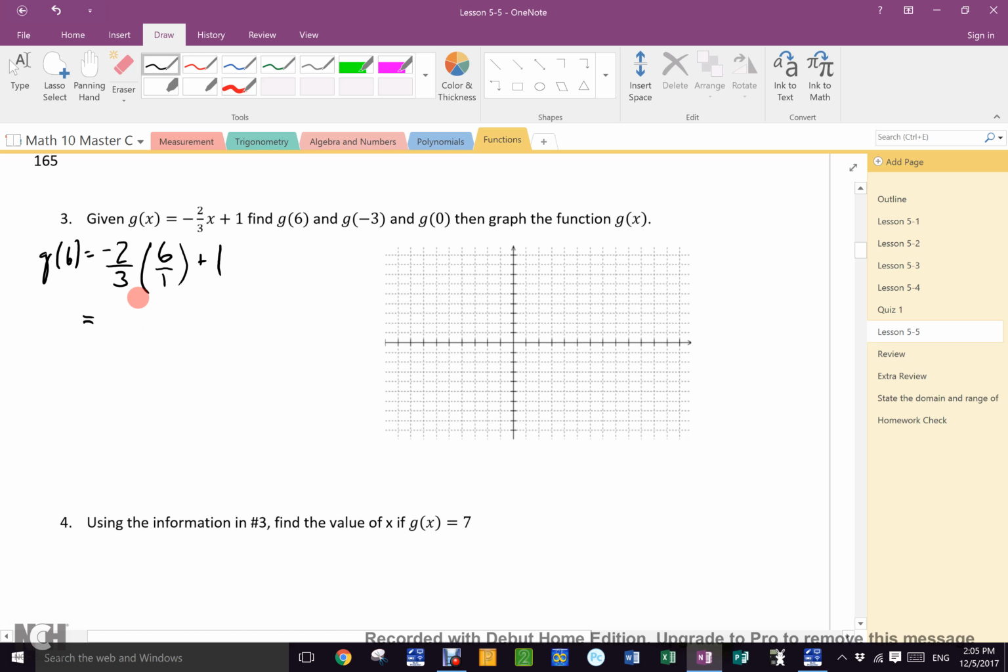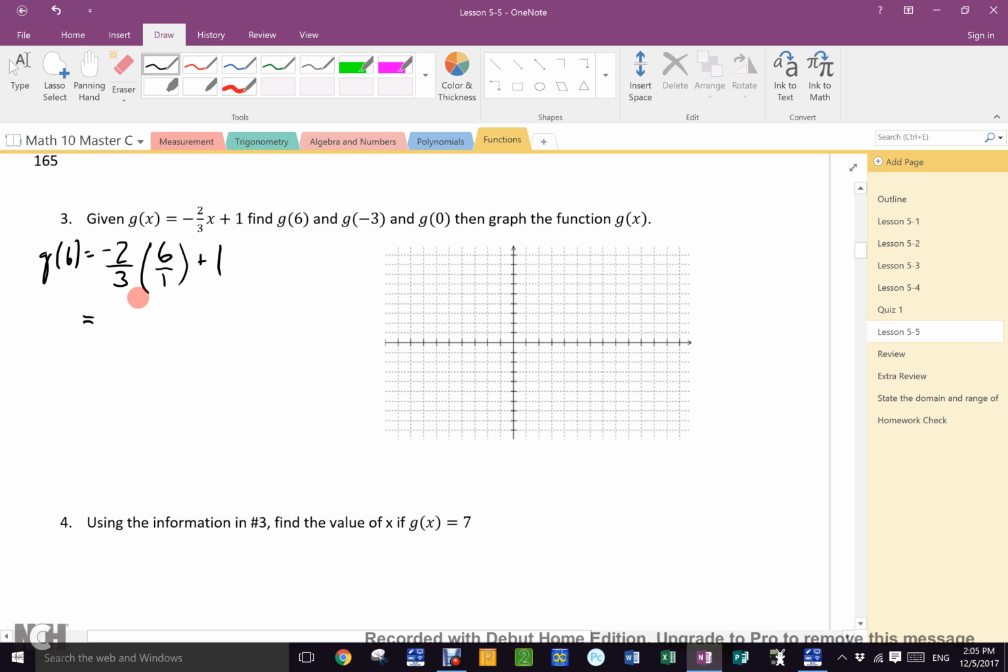Negative 3. So what's the ordered pair? Because I'm telling you to graph it. 6, negative 3. So I'm going to put a black dot. Where is 6, negative 3? 2, 3, 4, 5, 6 to the right. 1, 2, 3 down. Excellent. Now, what's my next input? 0.